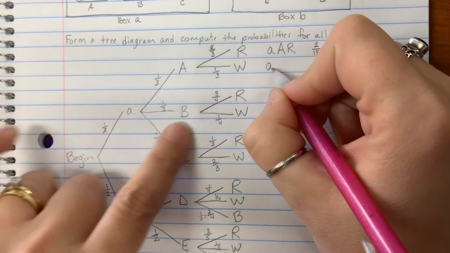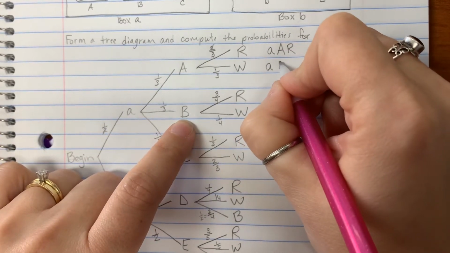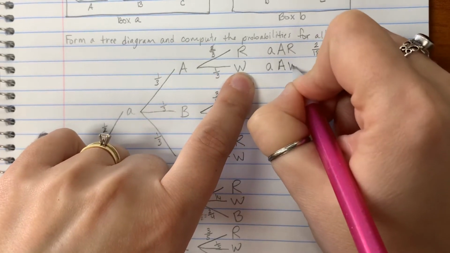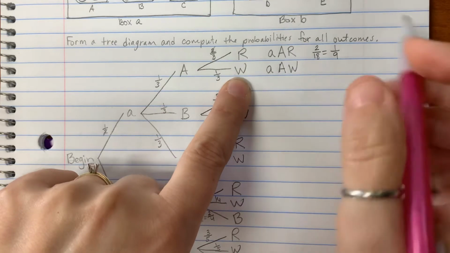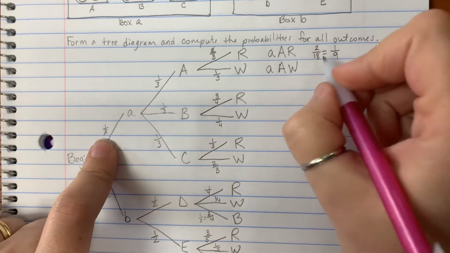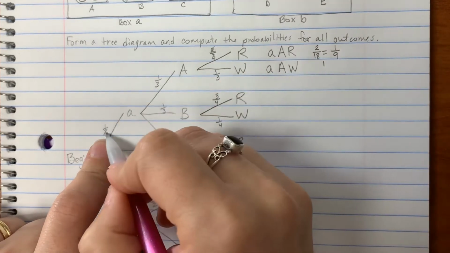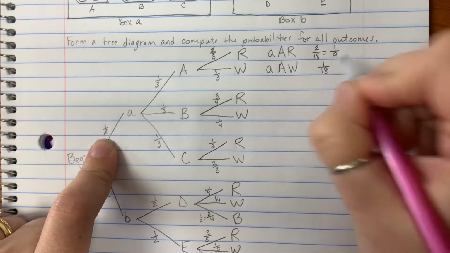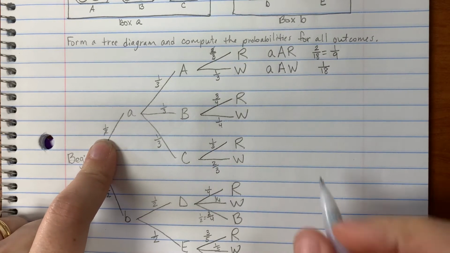Okay, second possibility. I have box A. I have A. I forgot about this one. And then white for the ball. This was similar. This one was 1 times 1 times 1, which is 1, over 2 times 3 times 3, which is 18. So 1/18 for that one.